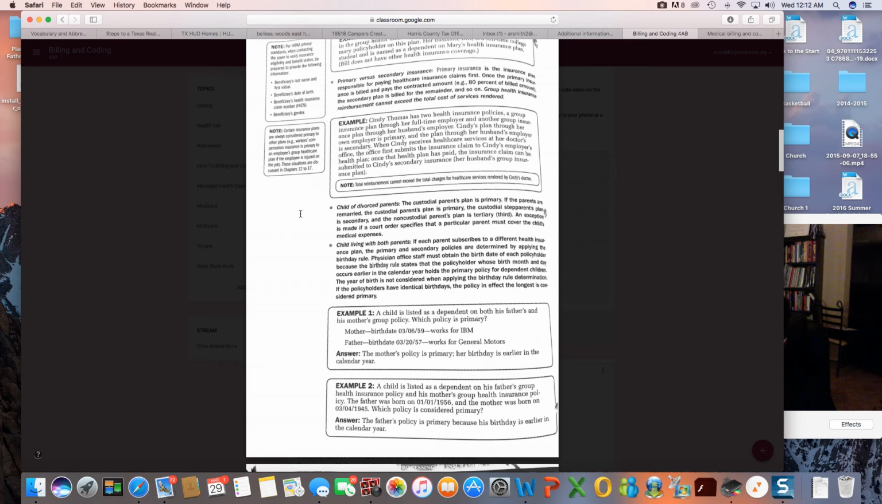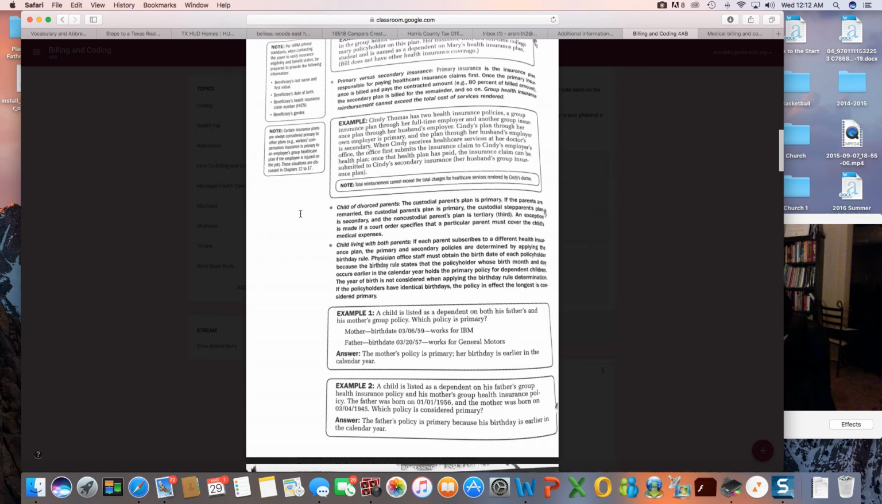Example 1. A child is listed as a dependent on both his father's and mother's group policy. Which policy is primary? The mother's birth date is 3/6/59 and she works for IBM. The father's birth date is 3/20/57 and he works for General Motors. The answer is the mother's policy is primary because her birthday is earlier in the calendar year. Again, do not get confused or bogged down with the year of the person's date of birth. Because her birthday comes before her husband's, she is listed as the primary for their child.